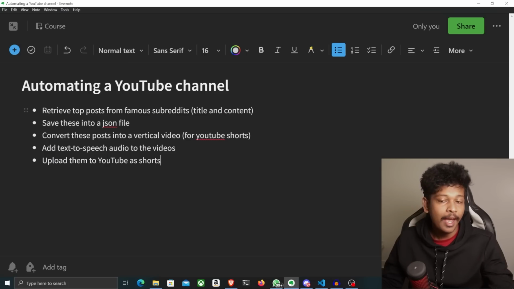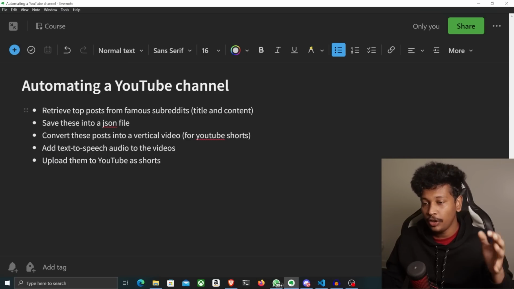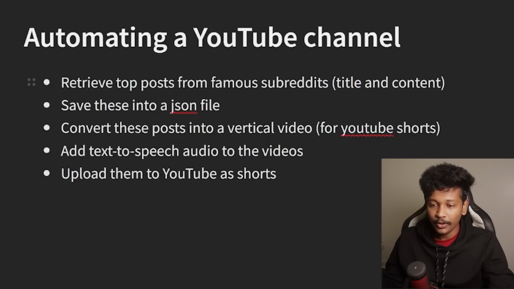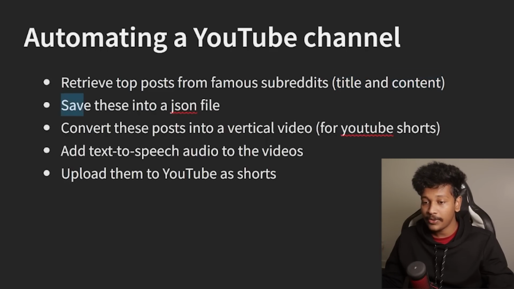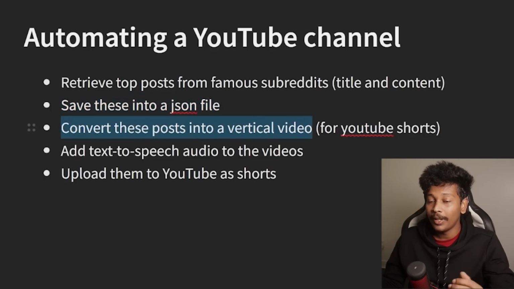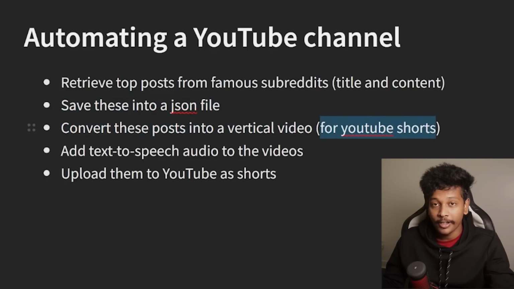So let me show you the plan that I have in mind. We are basically going to create YouTube Shorts because it's the most famous format of videos on YouTube right now. We are going to retrieve top posts from famous subreddits. We're going to get the title of the post and the content, and then save these into a JSON file and convert these posts into a vertical video for YouTube Shorts format. We display these posts on the video with a black background.